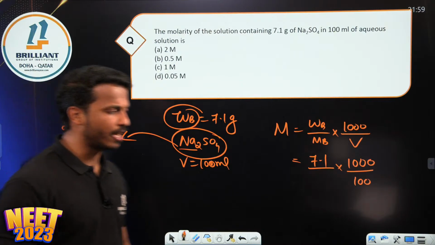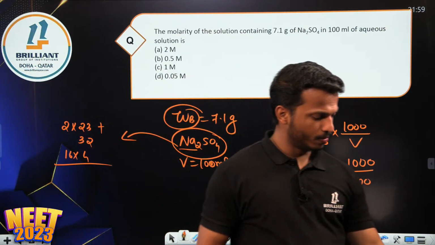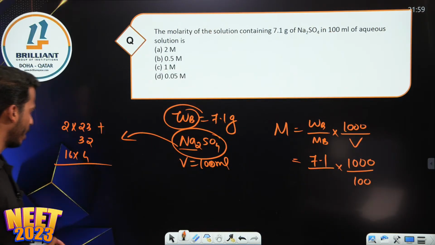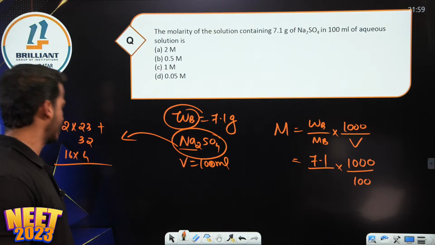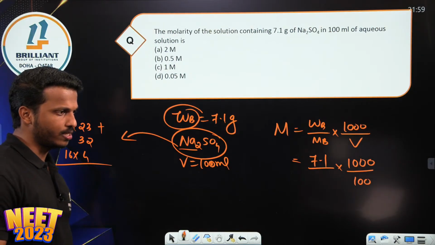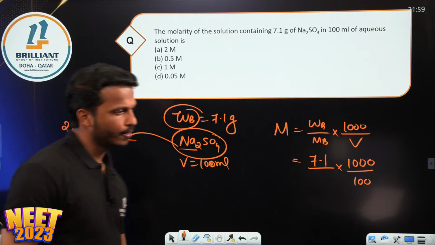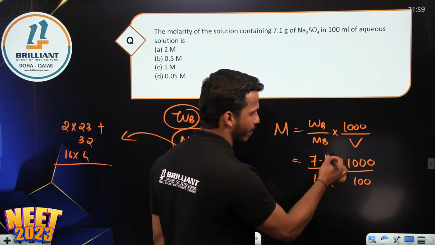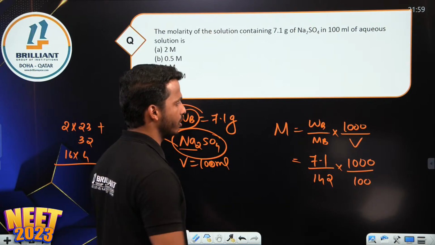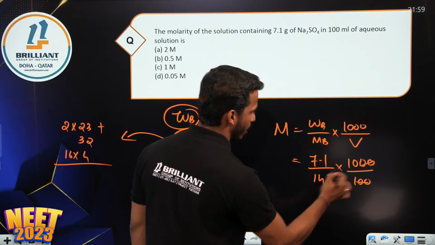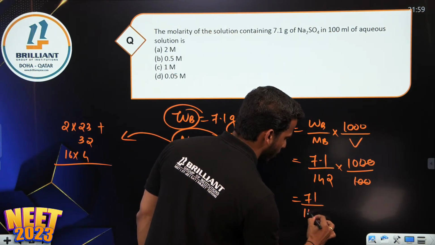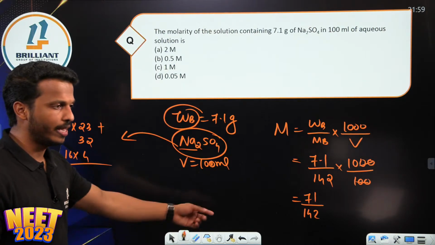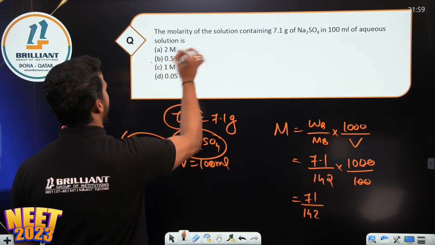What is the mass of sodium sulfate? Na2SO4, 2 sodium, 2 into 23, 46, plus 32, plus 16 into 4, 64. What's the total mass? 142. See, approximately 7.1 and 142, we can simply cut it, right? So it becomes 71 divided by 142. What is that, dear all? That is 0.5, right? 0.5 molar.